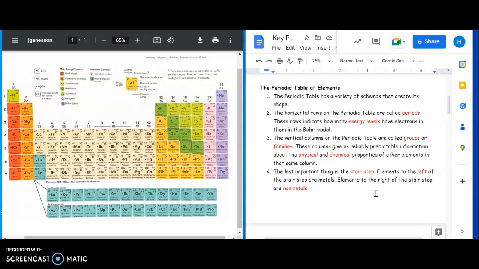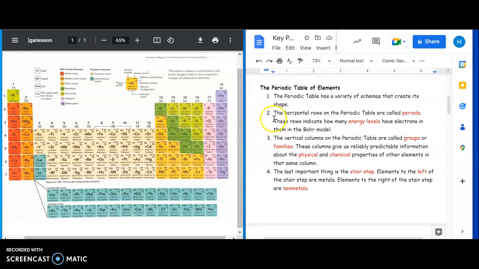So some information here. The periodic table does have a variety of schemas that create its shape, and I've got to say the more you learn about it, the more fascinating levels there are and ways in which this tool can be used. One of the important things is, if you've ever wondered why the periodic table is called the periodic table, well, partly that's because these horizontal rows are called periods. It is also because of the periodic law, which states that if you organize elements by increasing atomic number, or back in the day, increasing atomic mass, you will have this repeating pattern of physical and chemical properties.